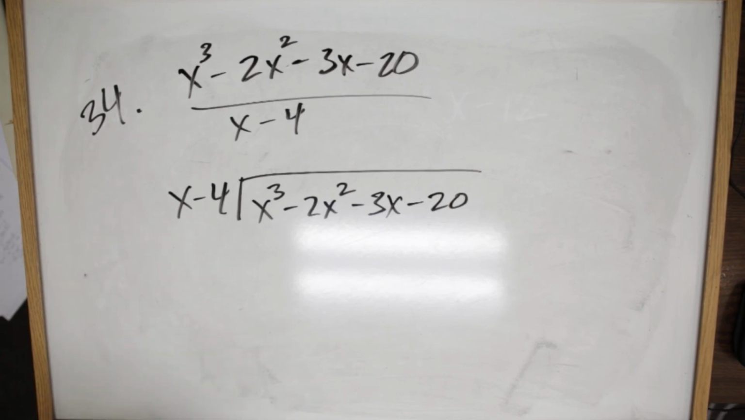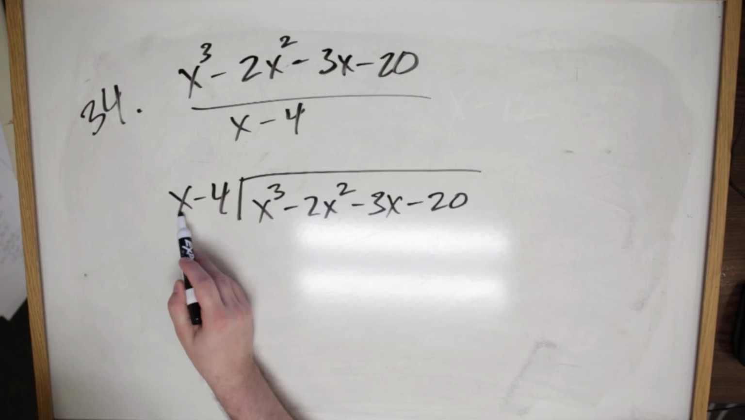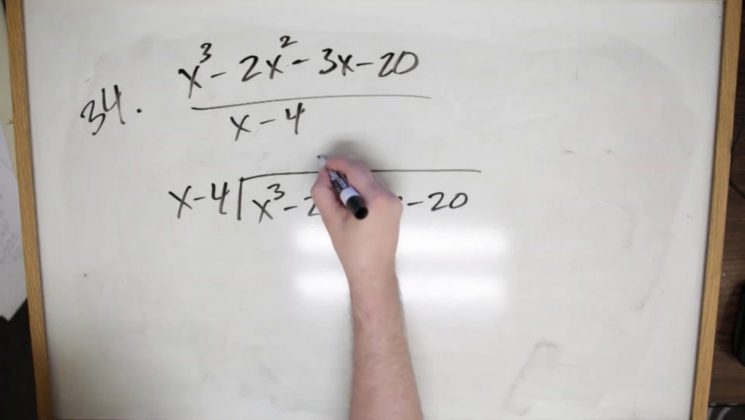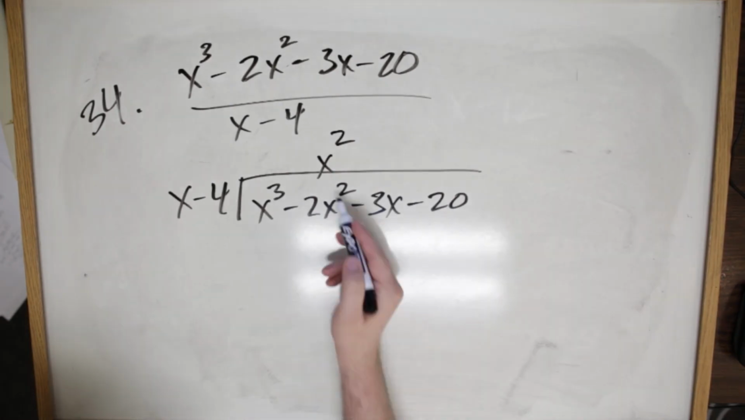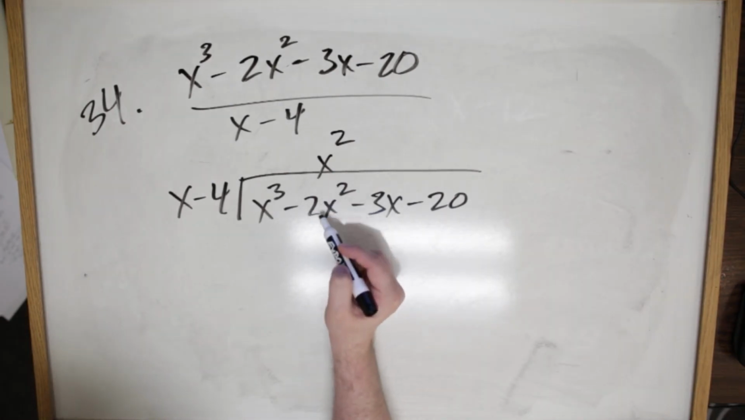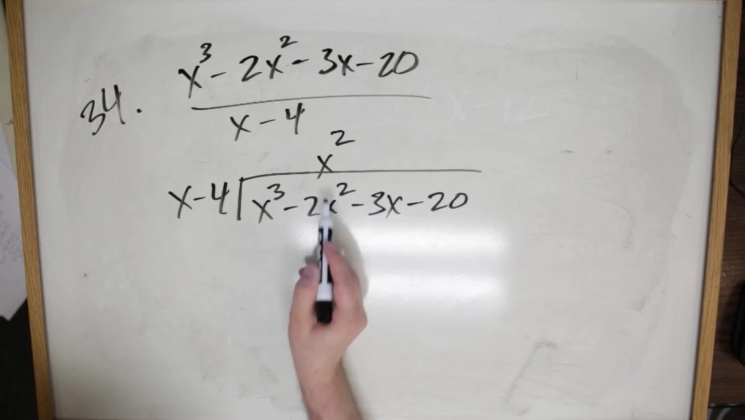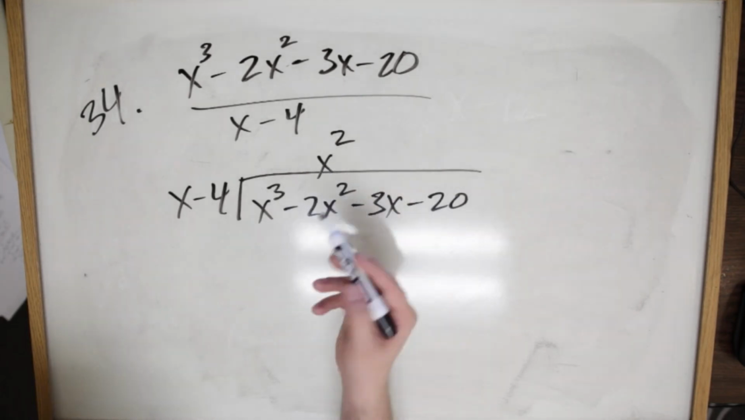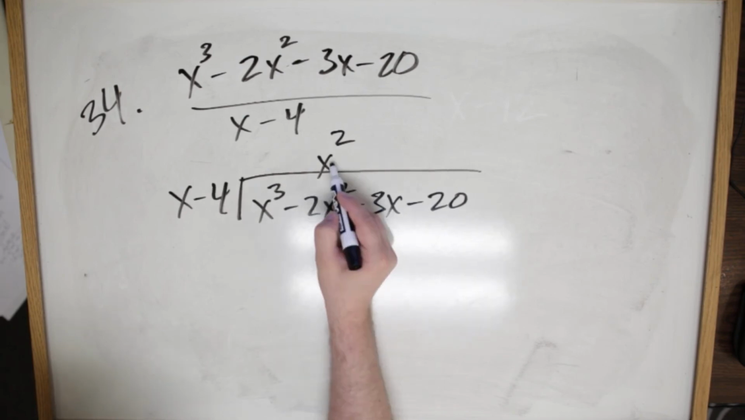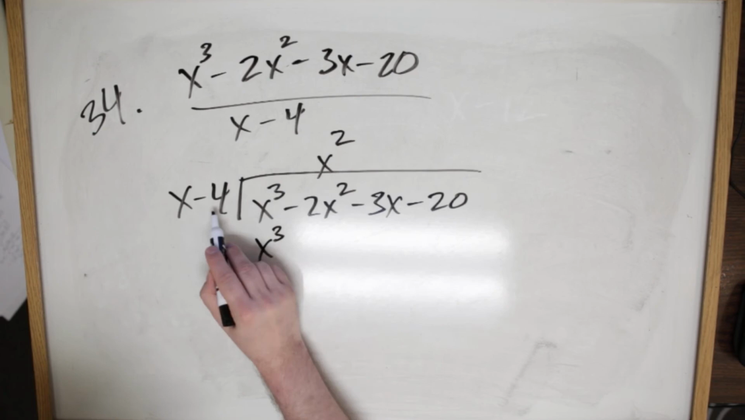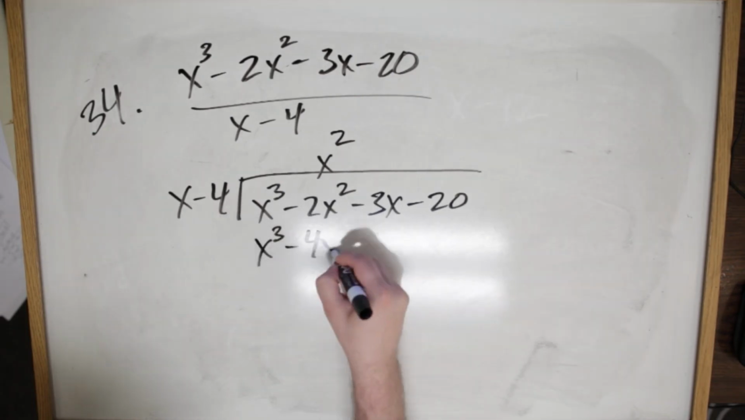Here's what we're going to do. We look at the first thing, x, and we're asking ourselves what times x will equal x cubed. Well, the answer is just going to be x squared. And normally when I put these above, I usually put them above where their position is. So here there's an x squared, so I'm going to put the x squared above it. Again, it's just habit. So x squared times x is x cubed. X squared times a minus 4 is a minus 4x squared.